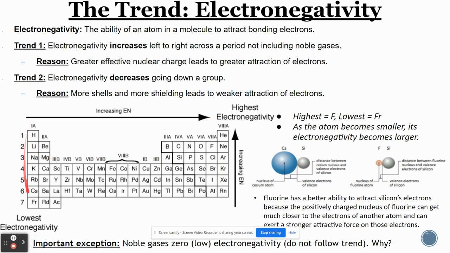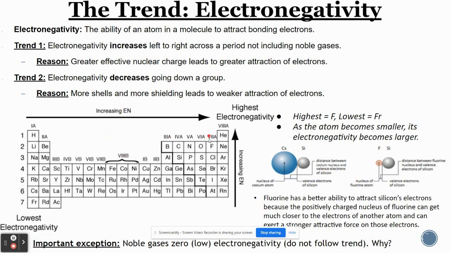And then why does going down a group give lower electronegativity? Well, you have more shells, more shielding, and weaker attraction to the electrons, just because in a bond, those electrons will be farther away from you because of more shells and more shielding. So similar reasons for the trend that exists.